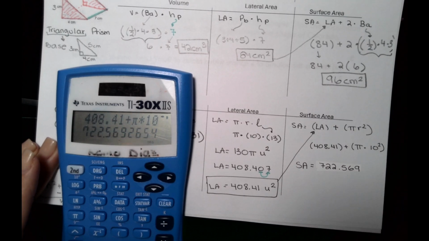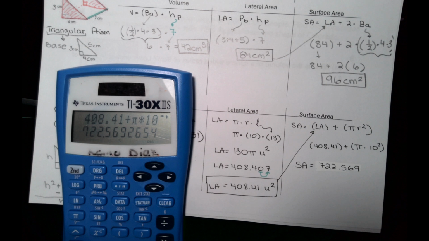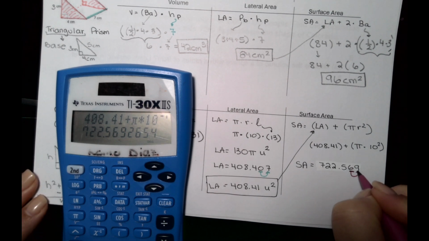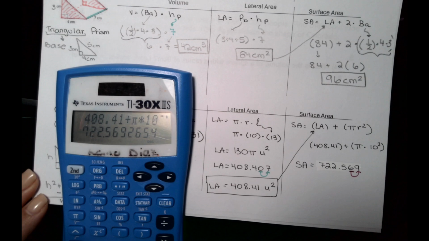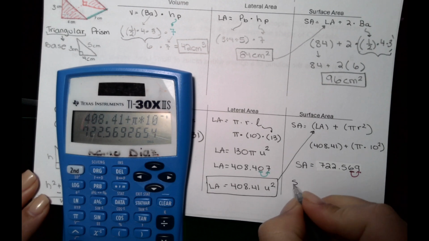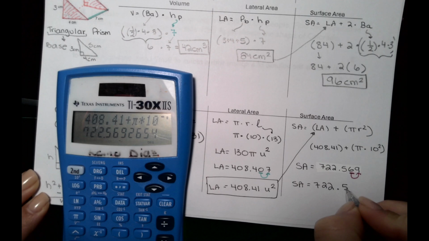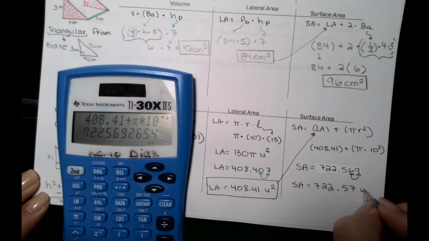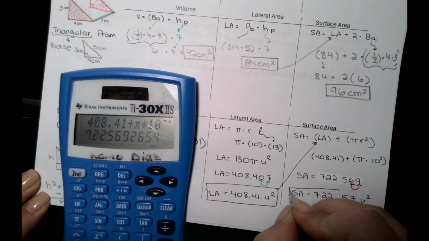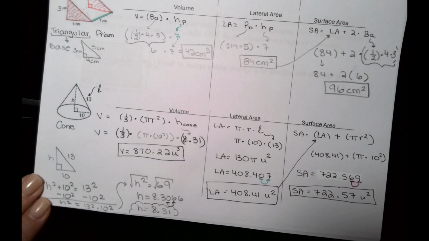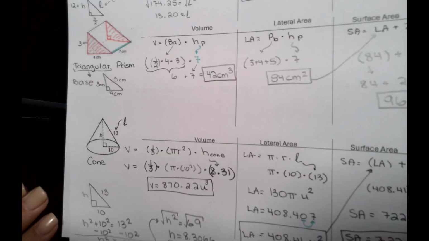722.569. And again, I am writing extra numbers to show you how to round. This is the placement we want, the hundredths place, so I'm looking at the number behind it, which is 9. So that means I have my surface area at 722.57 units squared. Let's go ahead and move on to the second page.